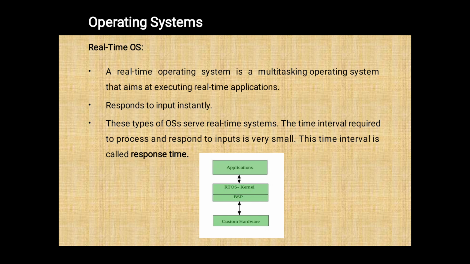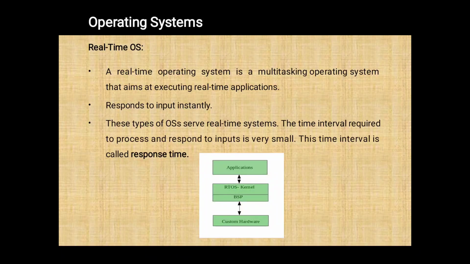Moving on to the real-time operating system. A real-time operating system is a multitasking operating system that aims at executing real-time applications. It responds to the input instantly, which means it guarantees a process, event or data by a specific moment of time. Okay, these types of OS serve real-time systems. The time interval required to process and respond to the input is very small. This time interval is called the response time.